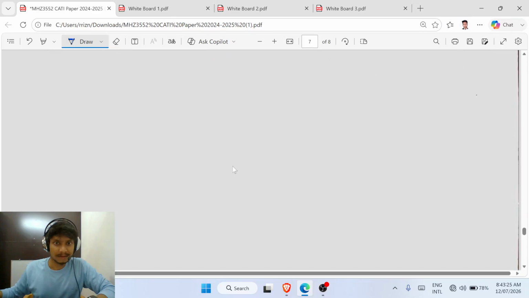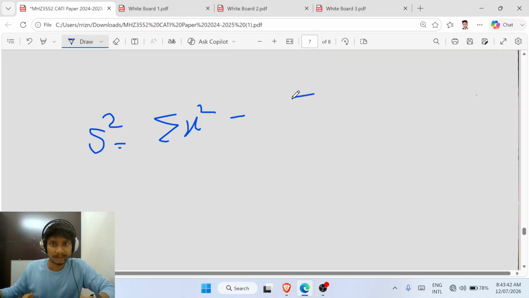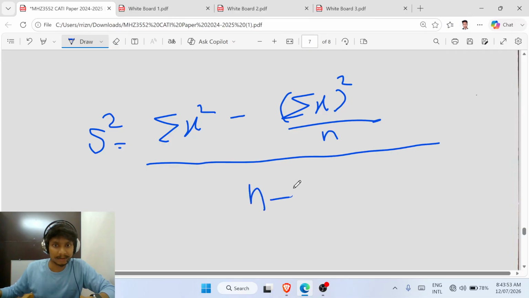I will write it again. The variance S square is equal to sigma x square minus sigma x whole square divided by n, all divided by n minus 1. That is the equation.